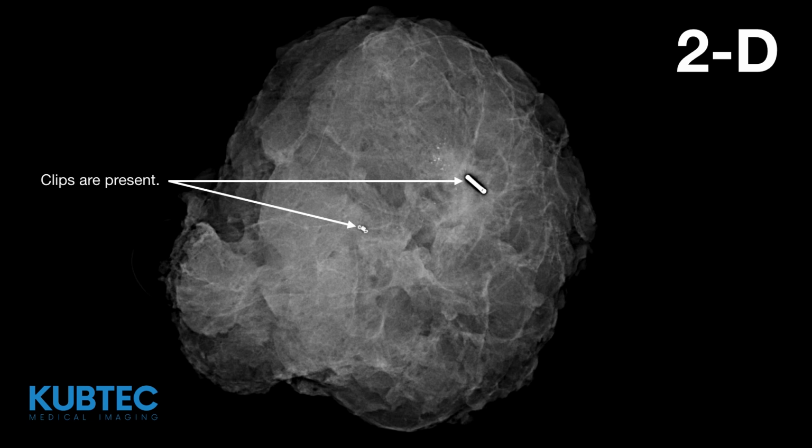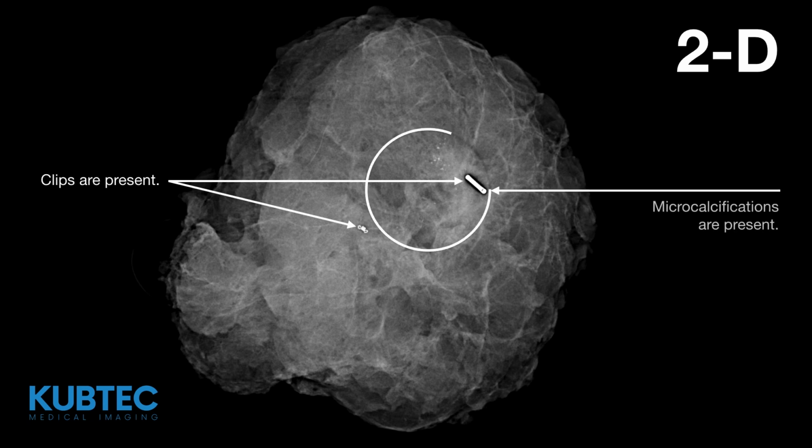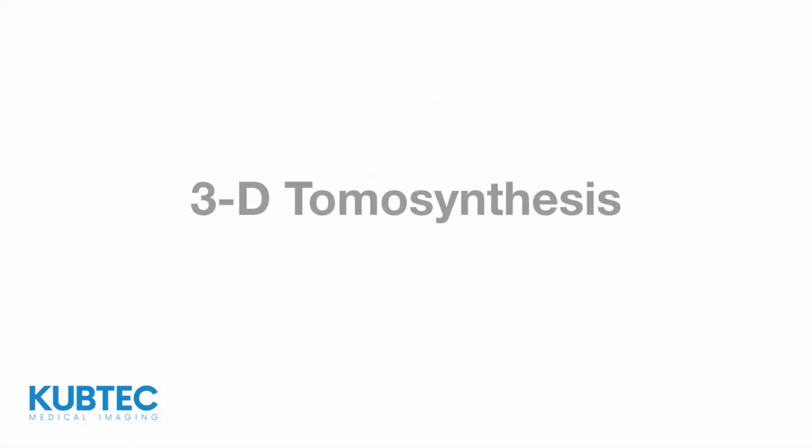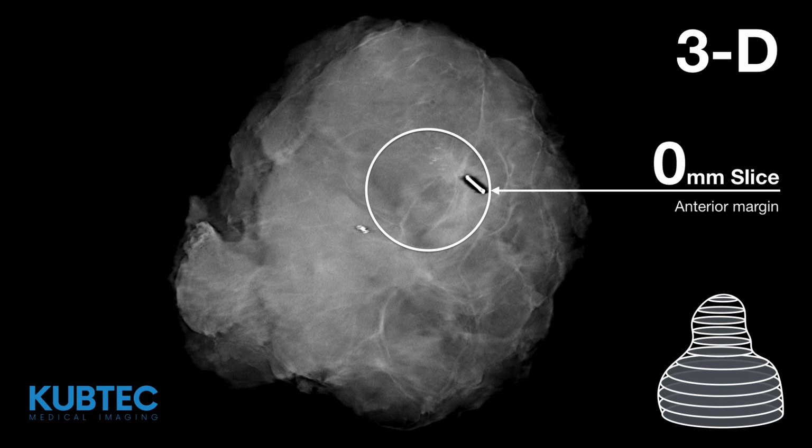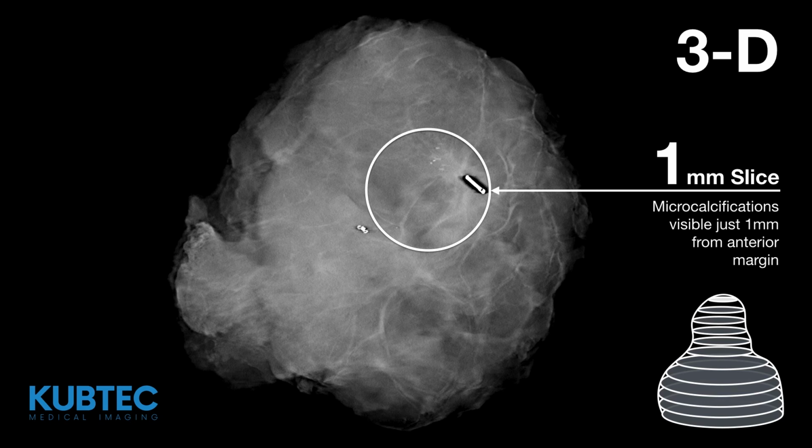Looking at the 2D image, we can see that the microcalcifications are there. The problem is we don't know where they really are in relation to the margins. Using 3D tomosynthesis, we can analyze the specimen in 1 mm slices. On the 0 mm slice, we are actually looking at the very tip of the anterior margin. On the 1 mm slice, we can see the microcalcifications coming into focus just 1 mm from the anterior margin.